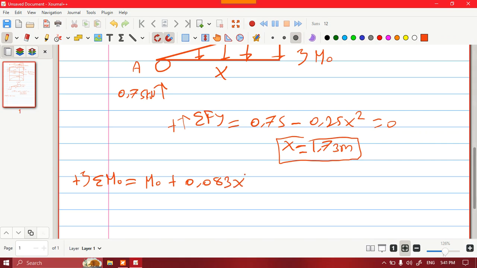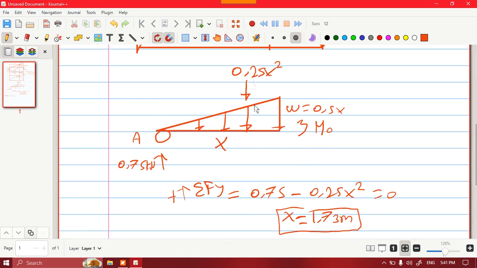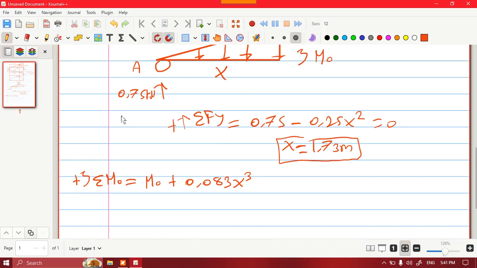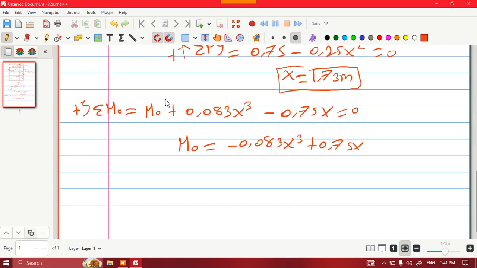0.083 x cubed, because the load acts at x by 3, you multiply by the lever arm, this distance to be x by 3, okay? And I have 0.75 kilonewton, which will cause a negative or clockwise moment, 0.75 times the lever arm, which is x, to be 0. And the net moment will be equal to minus 0.083 x cubed plus 0.75 x. And this is the moment function.